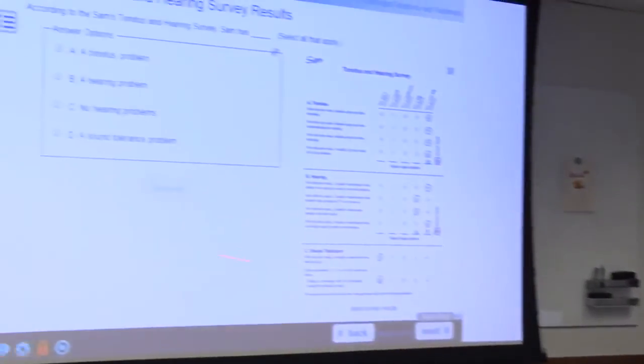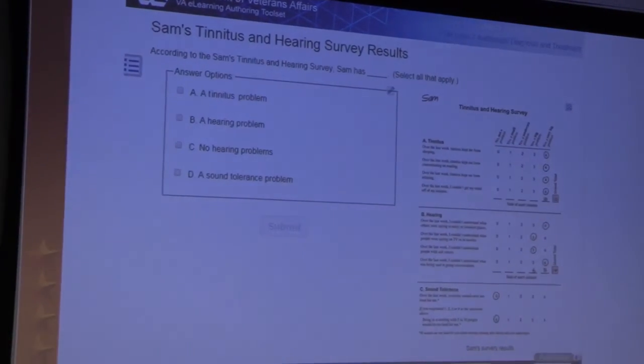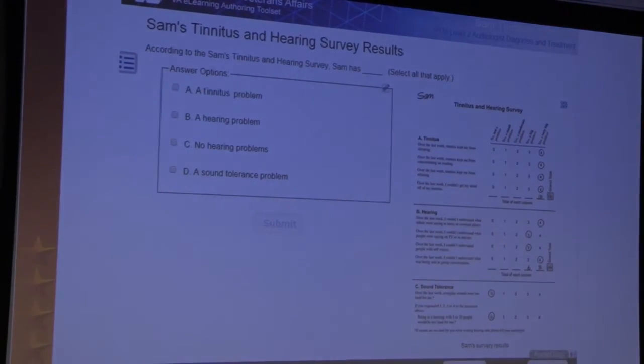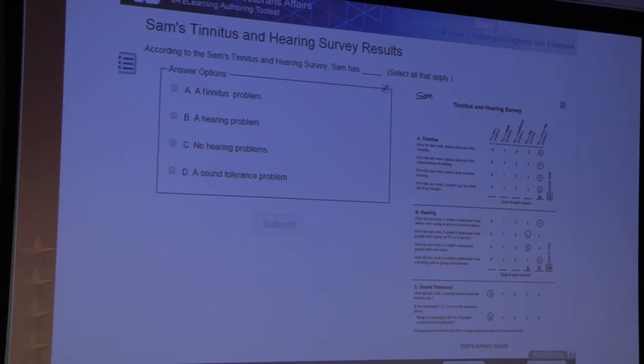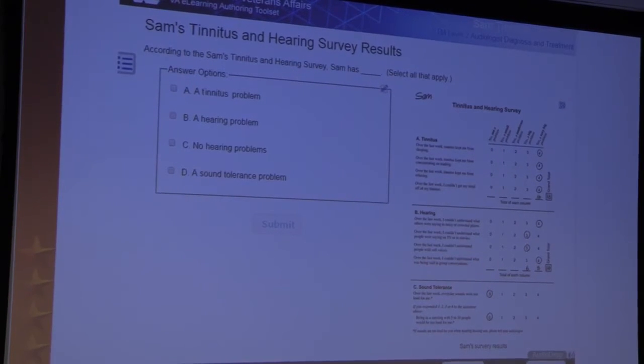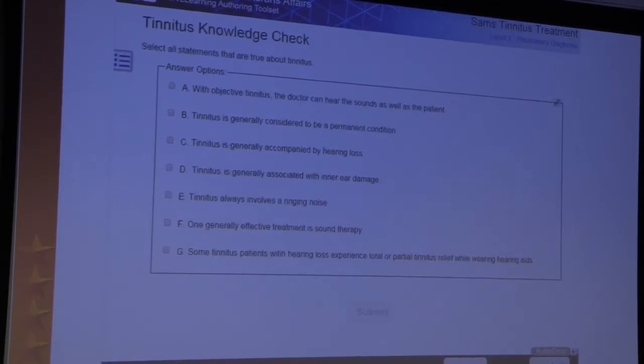Then here are a few screens. This screen here is a tinnitus and hearing survey, and we can ask them some questions, kind of help with our diagnosis based on how Sam filled out the survey. He says, yeah, tinnitus is a big problem. Hearing is a pretty big problem. Sound tolerance, not a big issue. So we begin to get part of the diagnosis of this situation.